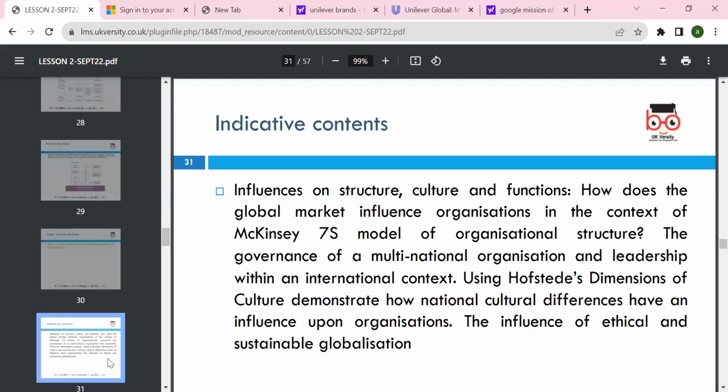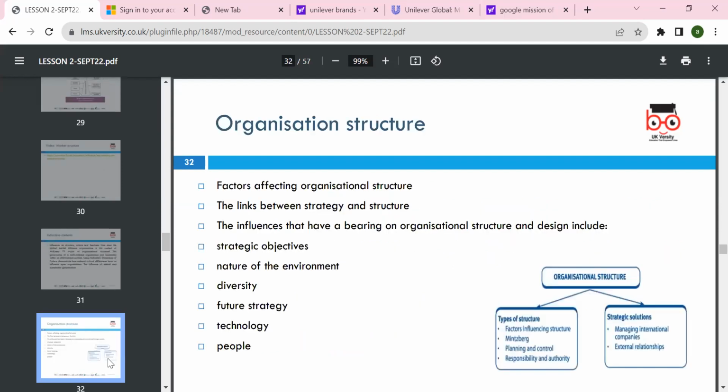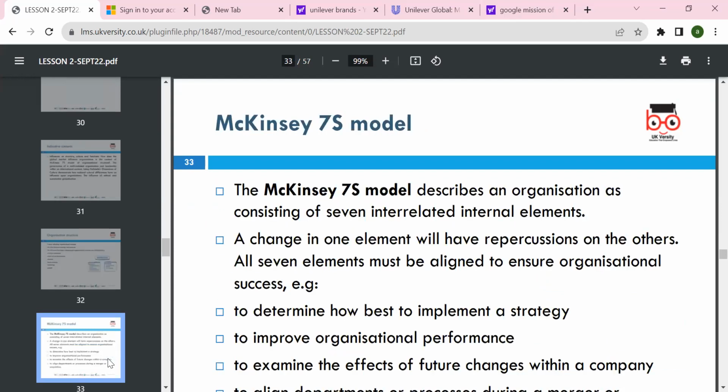Okay. Then we're looking at different organization structures and the factors affecting organization structure. The link between strategy and structure is very important in our organization. There are a number of factors given by various authors, so we have different models we can look at. One of them was McKinsey's 7S approach, the 7S model.